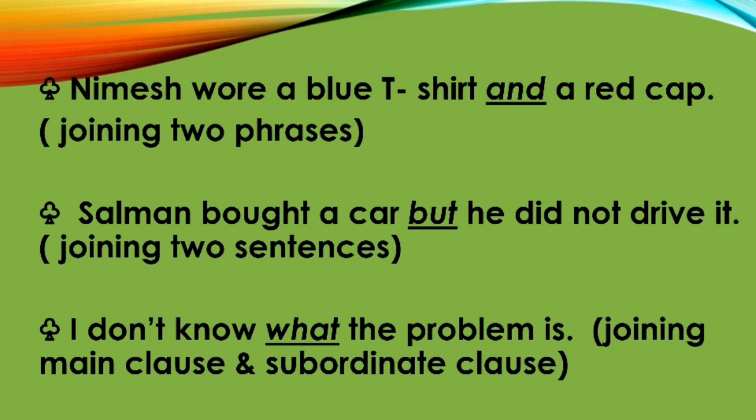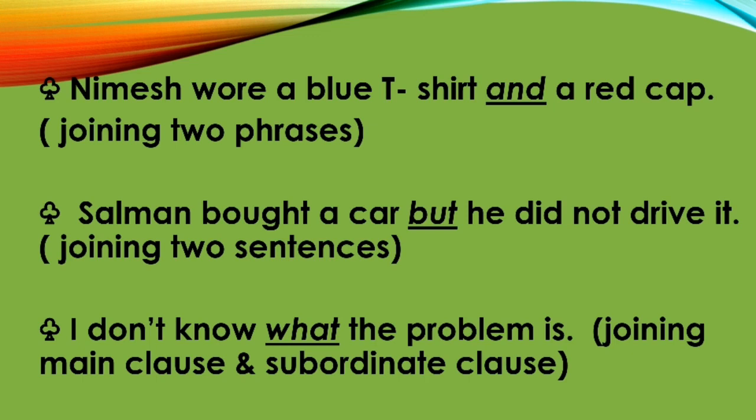I don't know what the problem is. So here students, we have joined main clause and subordinate clause. Now you will wonder what these two terms are. Actually students, main clause is that part of the sentence which makes its own meaning. That means वो अपने आप से अपना meaning create करता है.